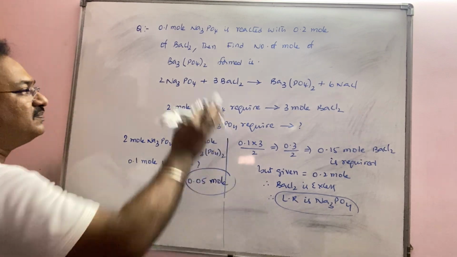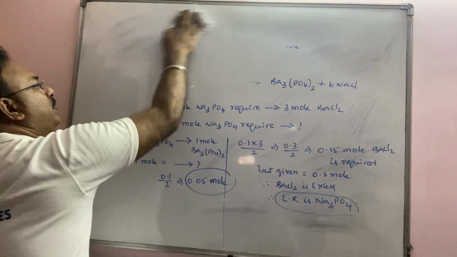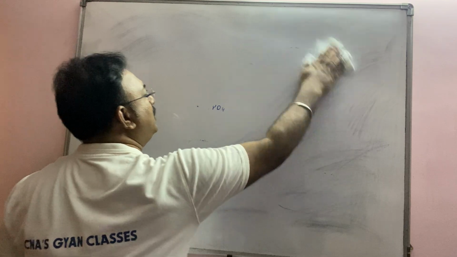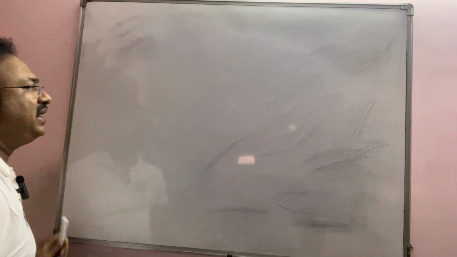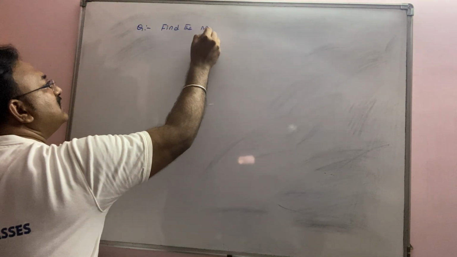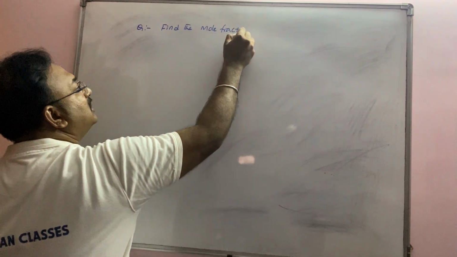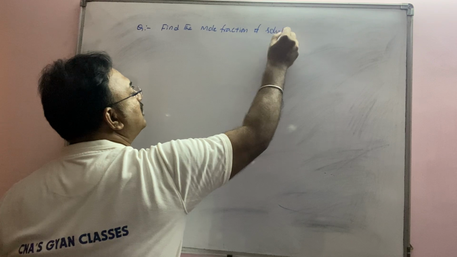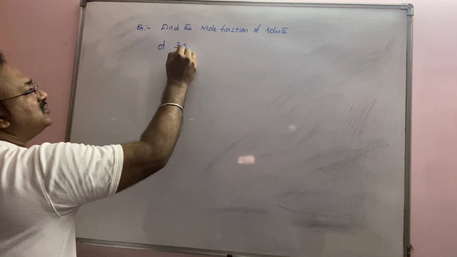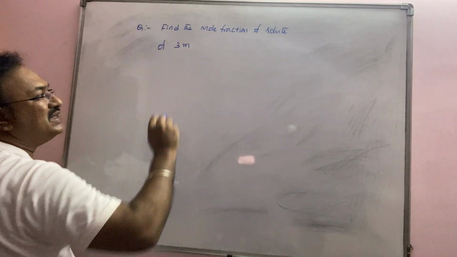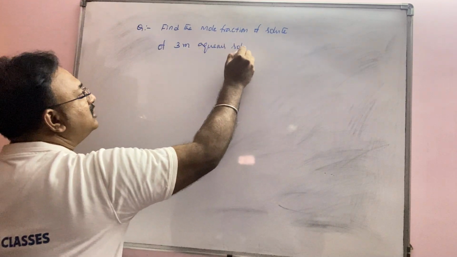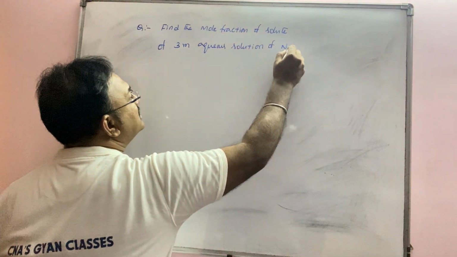Now coming to the third question. Right. The third question is find the mole fraction of solute of 3 molal. Molality, small m, molality. 3 molal aqueous solution of sodium hydroxide.